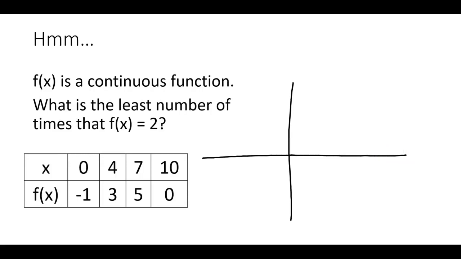So if I were to graph the point (0, -1), that would be right there. And if I were to graph the next point (4, 3), that would be right there. And then if I were to graph the point (7, 5), that would be here, and then finally (10, 0).